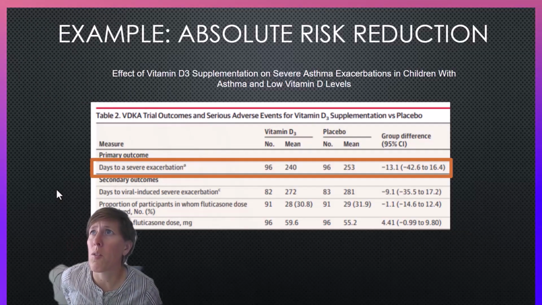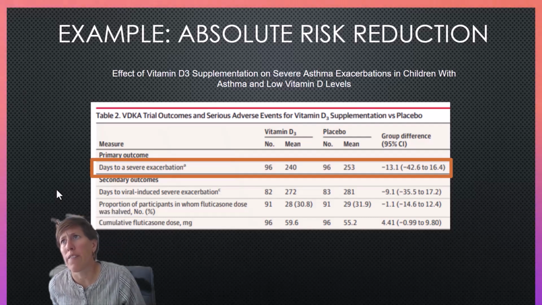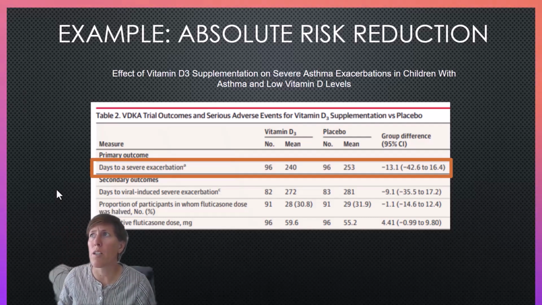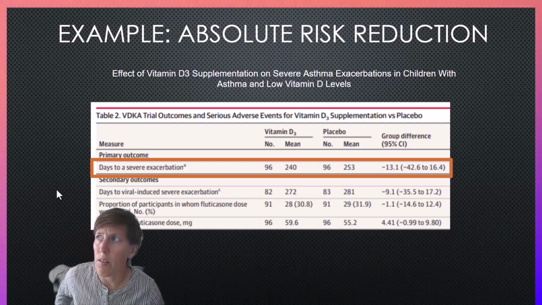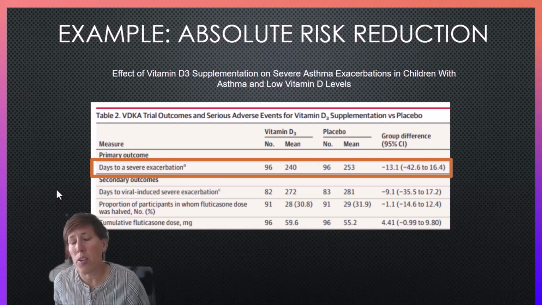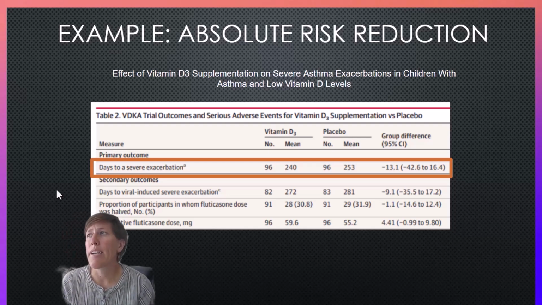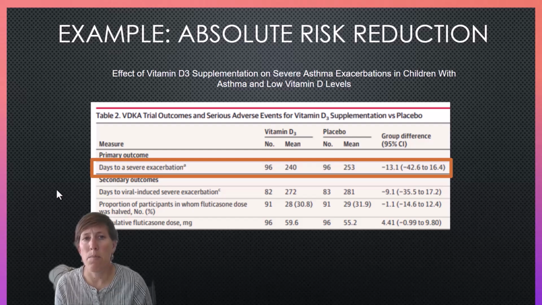All right, this one's for you. This comes out of a table that we've actually seen previously, the effect of vitamin D3 on severe asthma exacerbations. Tell me a little bit about the p-value here. Looking at days to severe exacerbation, my group difference of -13, here I have a confidence interval of negative 42.6 to 16.2.